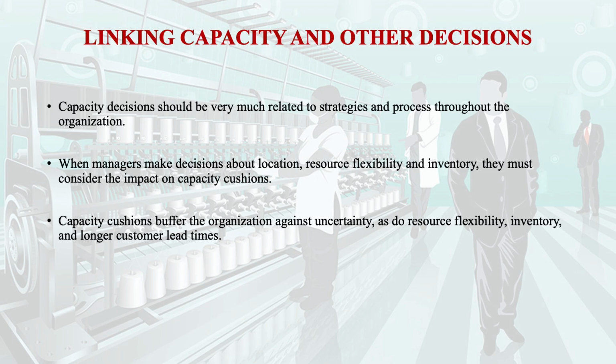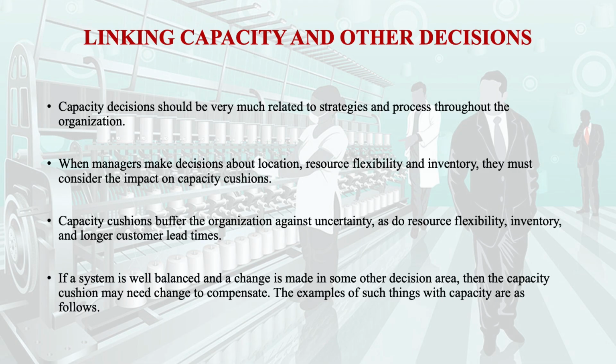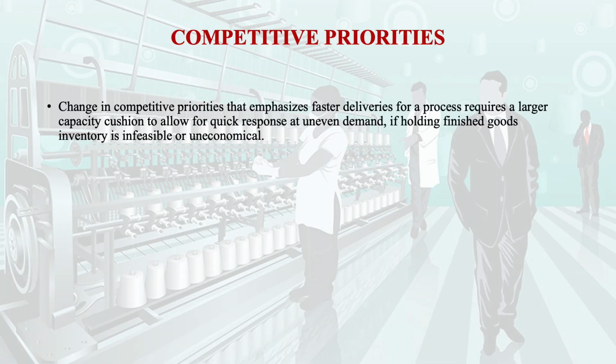and in some cases it also acts as a buffer when we have a longer customer lead time. If a system is well balanced and a change is made in some other decision area, then the capacity cushion needs to change to compensate. Some examples we are taking to define this link between capacity and other decisions. For example, competitive priorities: changes that emphasize faster delivery for the process require a larger capacity cushion to allow for a quick response to uneven demand.